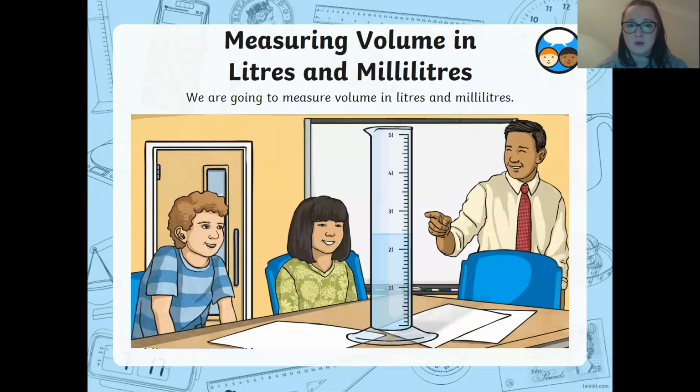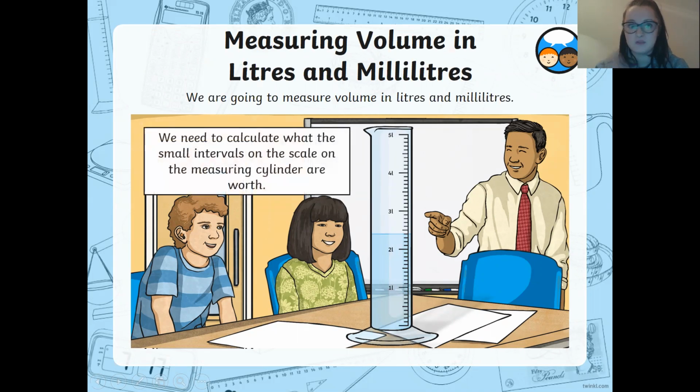So let's have a quick look at this one. It says measuring volume in litres and millilitres. If you look, there's this big measuring cylinder here. It is huge. And you can see on the big points going up, it says 1 litre, 2 litres, 3 litres, 4 litres, 5 litres. And it's got all these tiny intervals in the middle. So let's work out what they represent.